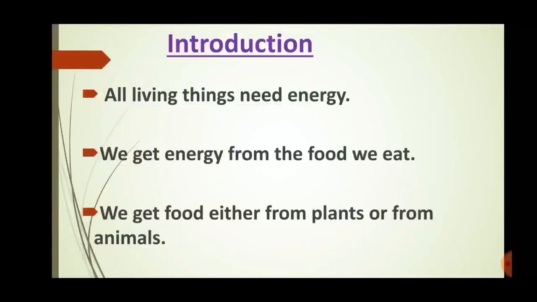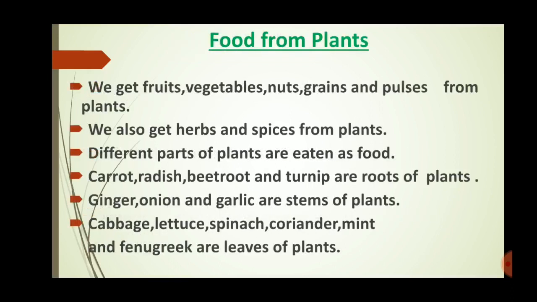The first topic of the chapter is introduction. All living things need energy. We get energy from the food we eat. We get food either from plants or from animals. Children, food is an important part of our life. Food gives us energy, helps us to grow, and protects us from disease. All living things need energy to perform various activities like playing, walking, running, swimming, etc.